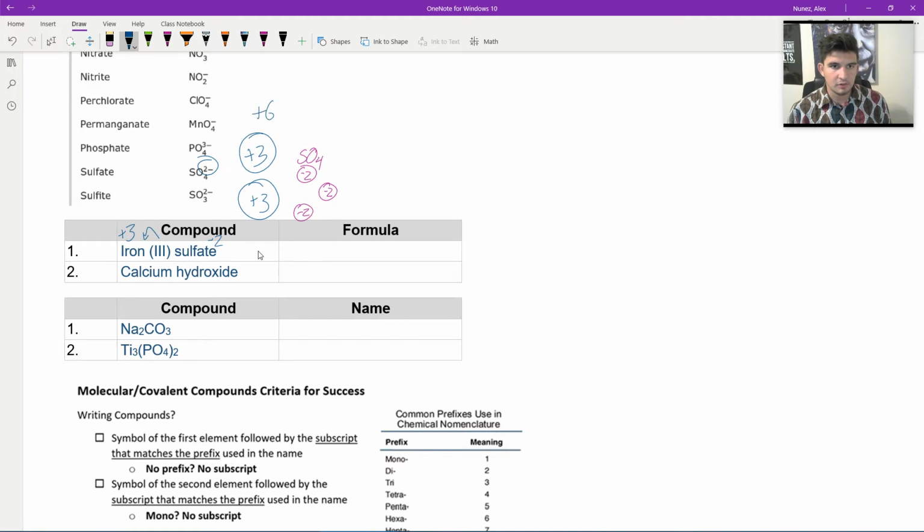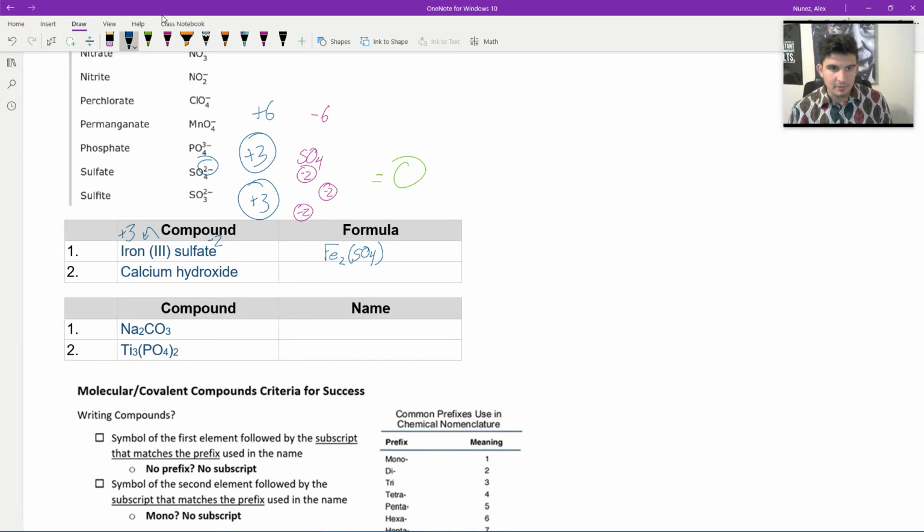This is a total of +6, a total of -6, for a grand total of 0. The way you write this is very similar to before. The only difference is I'm going to write Fe2 because I needed 2 irons. And then I need to put SO4 in parentheses. Remember, SO4 is always stuck together when we're talking about sulfate.